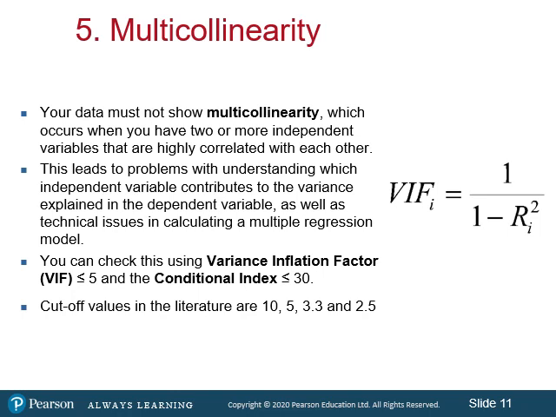So assumption number 5 is what we call multicollinearity. Multicollinearity measures whether your independent variables are highly correlated. If your independent variables are highly correlated, you have a problem called multicollinearity. So the values that you need to check against: we will get output called variance inflation factor. This must be less than or equal to 5, and the conditional index less than or equal to 30. The cutoff values for VIF differ in the literature, but you can use the 5.